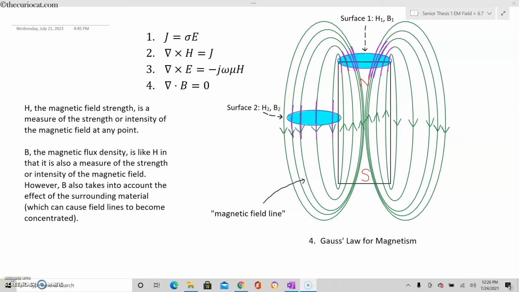The consequence is that the more magnetic field lines you have going through a particular point in space, the stronger the magnetic field at that point in space. As a result, we can say that H1 is bigger than H2 and B1 is bigger than B2, because remember, both H and B are measures of magnetic field strength.